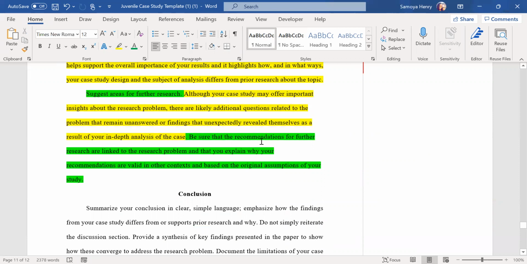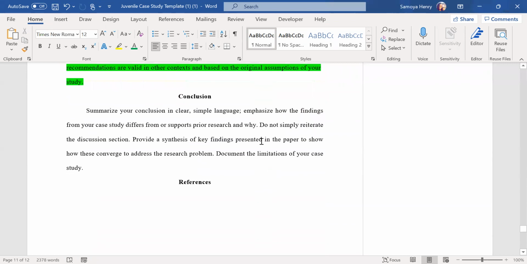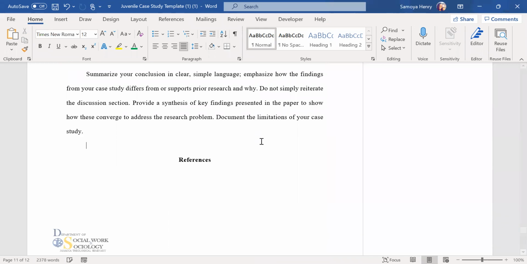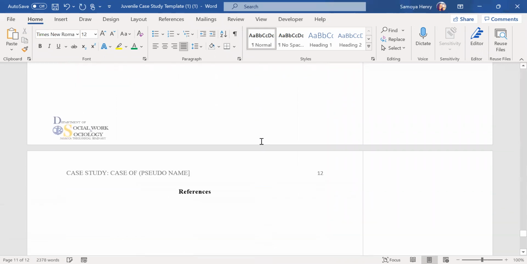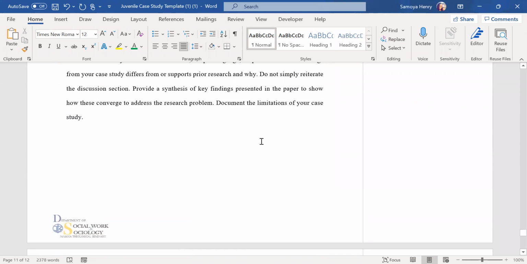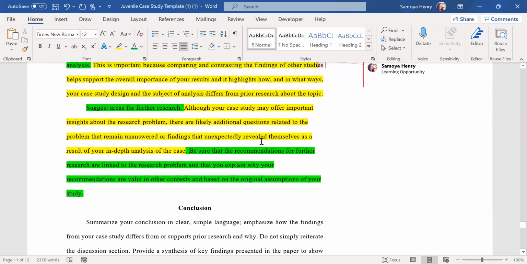Hey, we need to do more research on males because all of the research focuses on female sexual abuse. We need to do more research within the Caribbean context because all of it is just focused on Western countries and things like that. Two, 3 sentences and you are good to go. You can quickly conclude in one paragraph, include your references, and that is it.